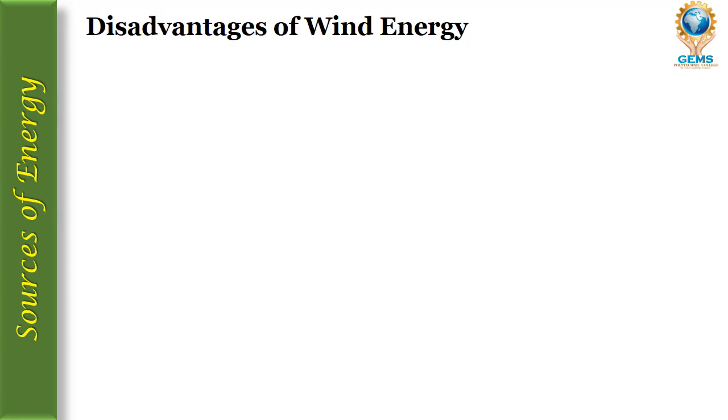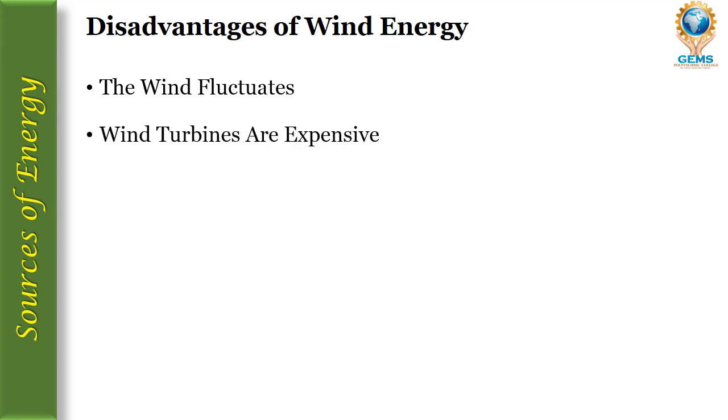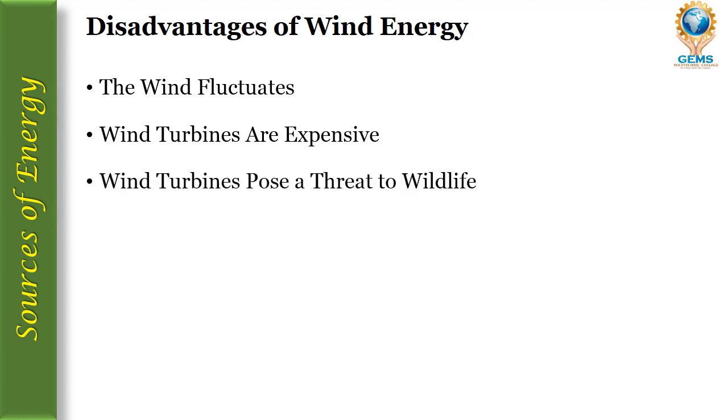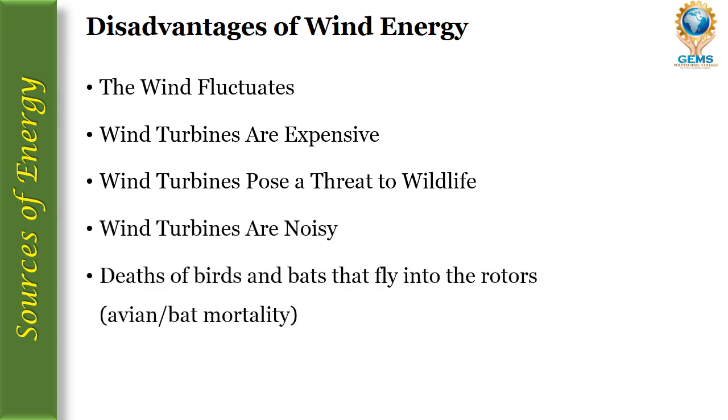Even though we have a lot of advantages, there are some disadvantages of wind energy. The wind fluctuates, so during fluctuations we can't get constant wind power generation. Wind turbines are expensive, so the initial costs are high. Wind turbines pose a threat to wildlife. Wind turbines are noisy. Birds and bats die when they fly into the rotors.